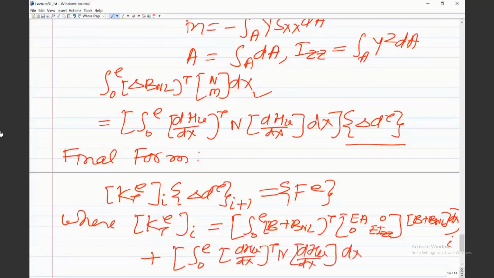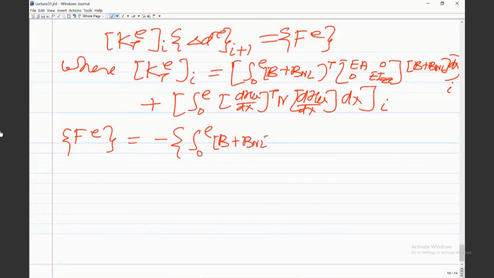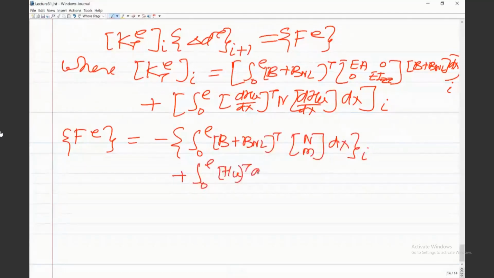This is evaluated at the previous iteration. So this is your KT, the tangent stiffness matrix. KT is referred to as the tangent stiffness matrix, and then your load vector is minus integration 0 to L of B plus BNL transpose into NM dx evaluated at the previous iteration, plus integration 0 to L of HB transpose Q dx, plus you have this internal load vector. So this is the final form of the incremental form of the equation.